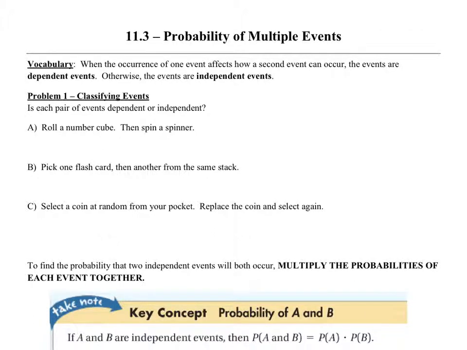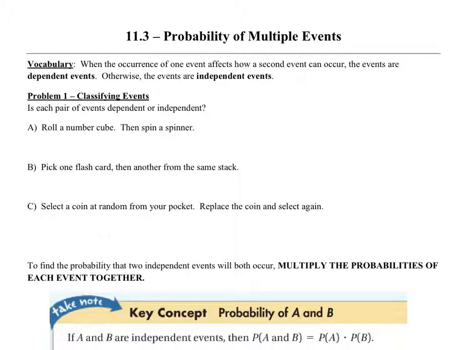11.3, probably about multiple events. So first thing we have to talk about is if we have independent or dependent events. Dependent means that one depends on the other. Dependent, one depends on the other. Independent means there's nothing in common, like you're an independent person. You stand by yourself. So first you have to decide if one depends on the other.